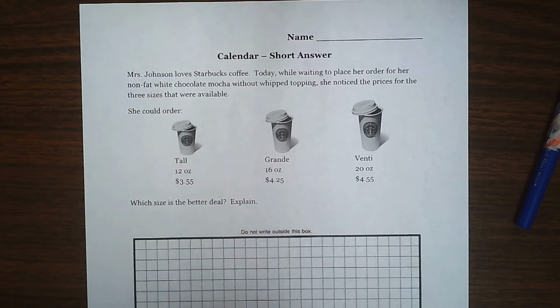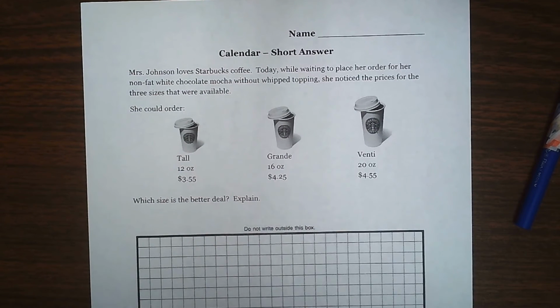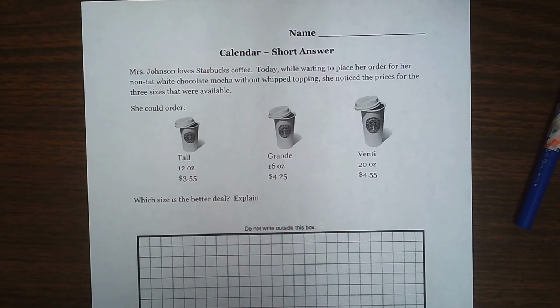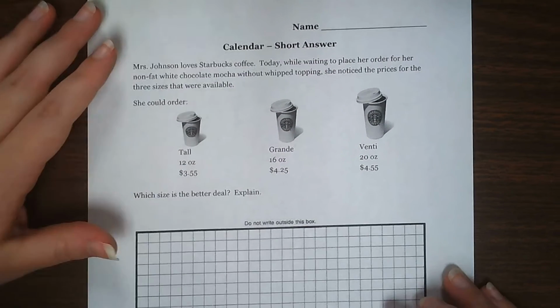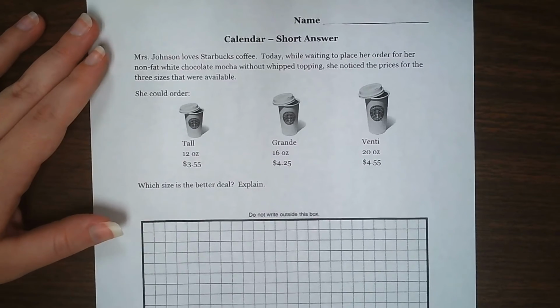Okay, so let's read again. Miss Johnson loves Starbucks coffee. Today, while waiting to place her order for her non-fat white chocolate mocha without whipped topping, she noticed the prices for the 3 sizes that were available. She could order a tall, which is 12 ounces, for $3.55, a grande, which is 16 ounces, for $4.25, or a venti, which is 20 ounces, for $4.55. Which size is the better deal? Explain.